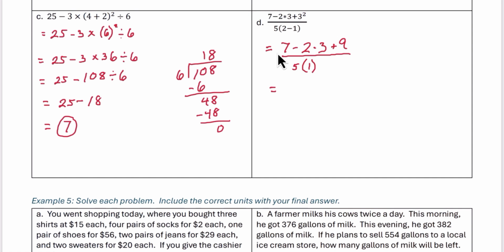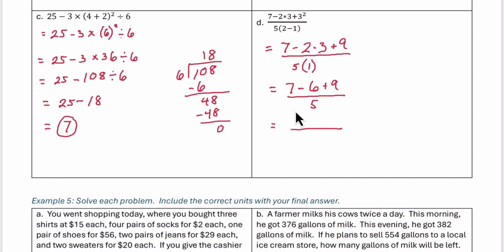Focusing on just the top, we have multiplication. So we'll do that step next. 7 minus 2 times 3 is 6. Then we bring down the plus 9. Now in the bottom, we have 5 times 1. That will give us 5.